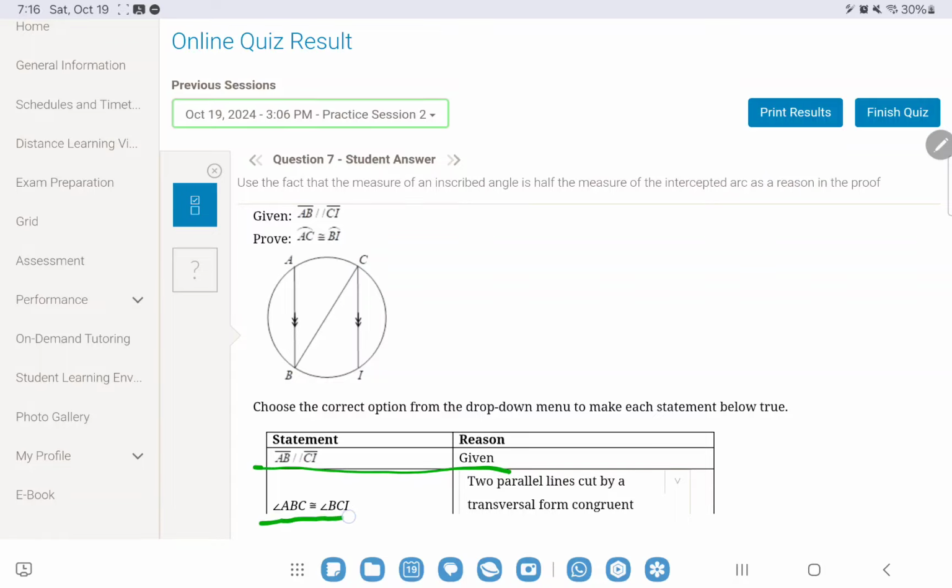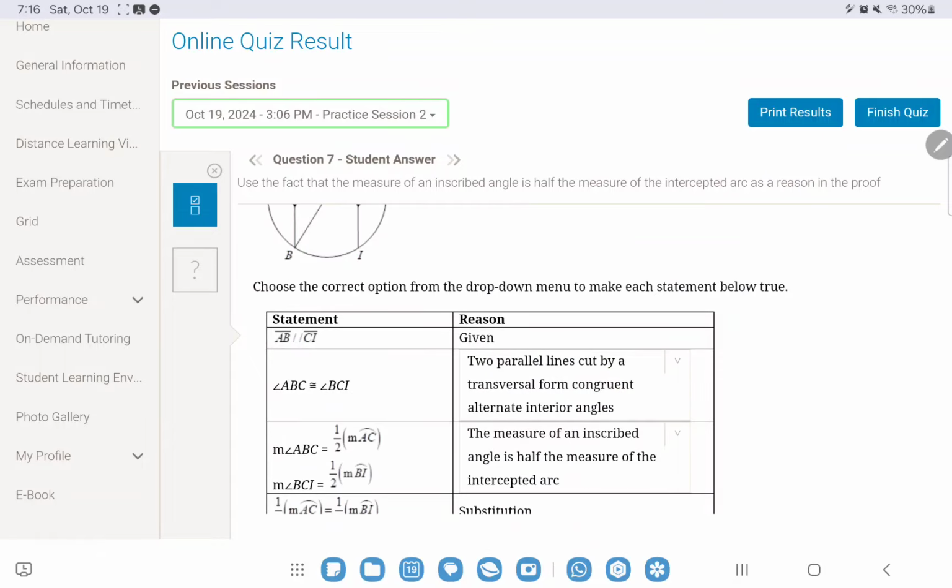Now ABC is congruent to BCI. This congruent to this. Why? It's because two parallel lines form a Z shape. If they form a Z shape, the two angles are congruent. So see, two parallel lines cut by a transversal, this is called a transversal, form congruent angles. Take it as a rule, it's a proof, it's a reason, memorize it.